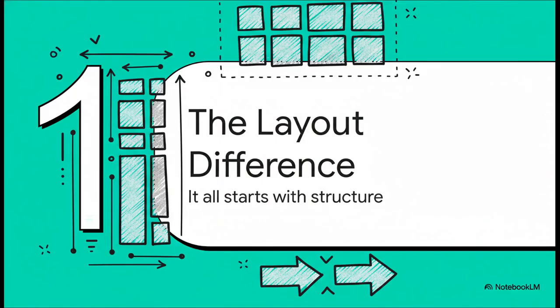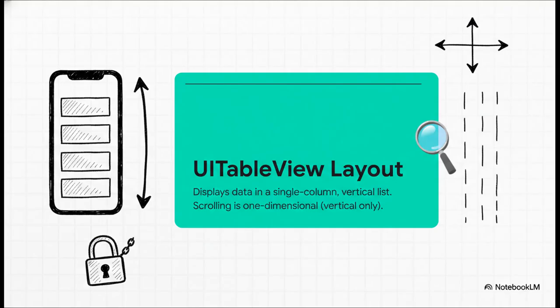To really get the difference between them, we've got to start with the most important thing, the layout. I mean, how they actually arrange your stuff on the screen is what truly sets them apart. You know, the beauty of a UITableView is just how simple it is. It's built around one single rule. It's a single column. That's it. You get this clean vertical list of rows, and you can only scroll up and down. It's rigid for sure, but it's also wonderfully predictable.